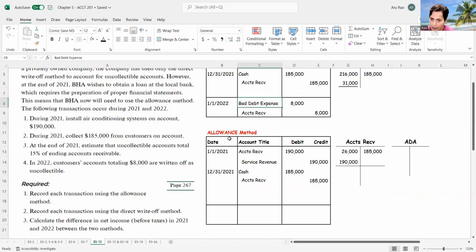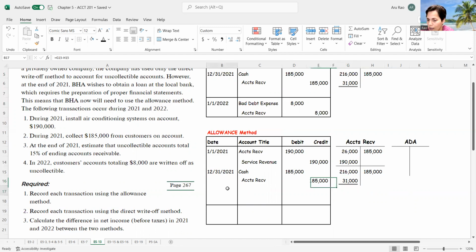The allowance method, which is the method now we want to use, the first two journal entries, those are transactions, so they're the same in both the methods. Now, if I was using the allowance method, at the end of 2021, I estimate that I will not collect 15% of ending receivables. So I will do the same thing as I did before. I calculate what my ending receivables are. It's $31,000. And now I'm saying of this 31,000, I am not confident of 15%.